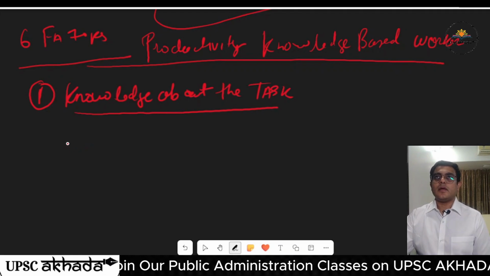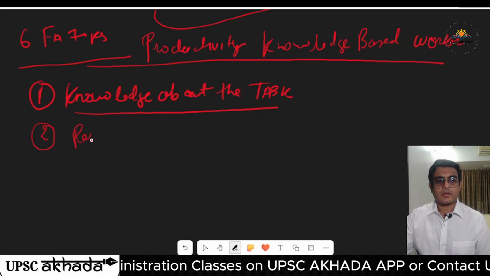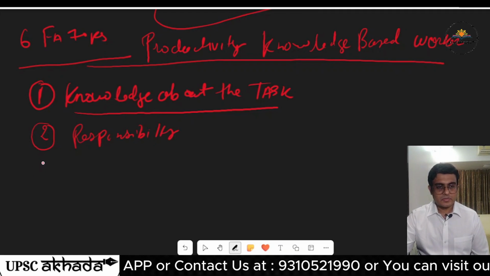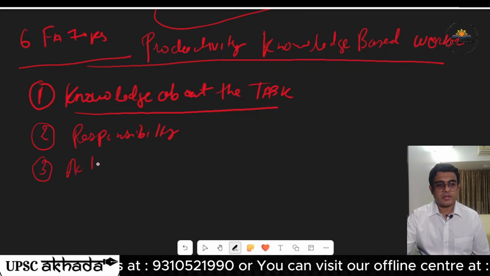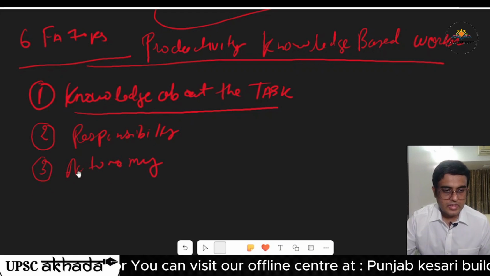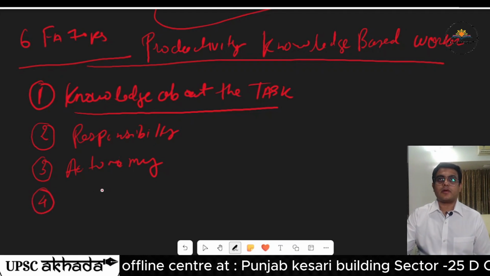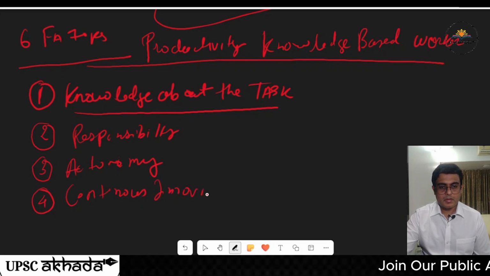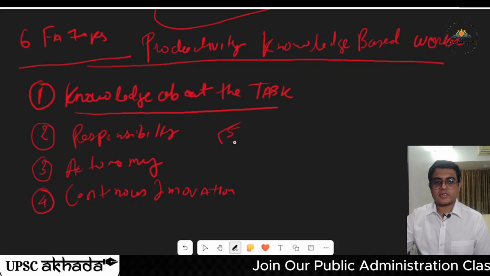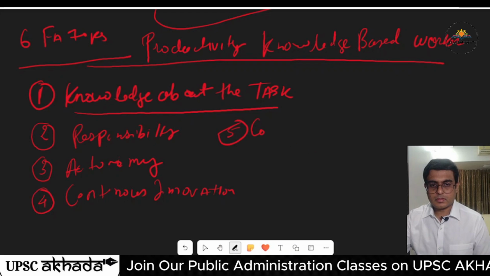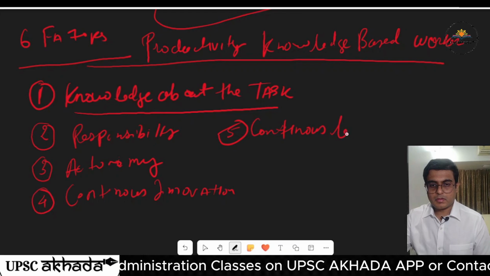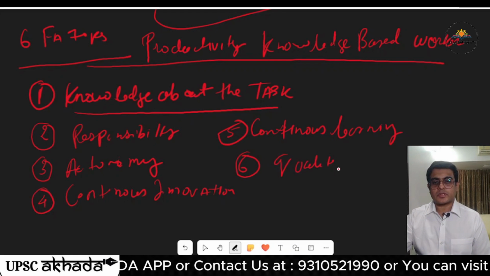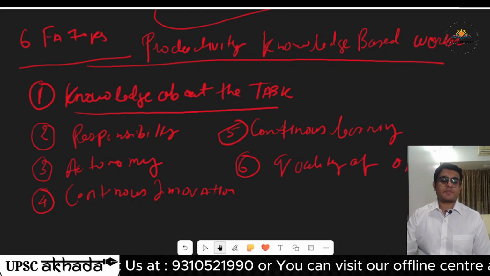Second, he talks about there should be responsibility. See, these are the 6 factors of productivity, not the 6 sins. There should be responsibility. There should also be autonomy. Next, fourth, he talks about there should be continuous innovation. Fifthly, there should be continuous learning. Sixth, there should be quality of products, quality of output. So these six principles should be there.